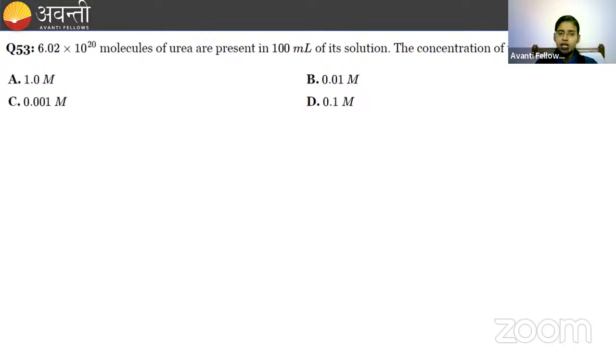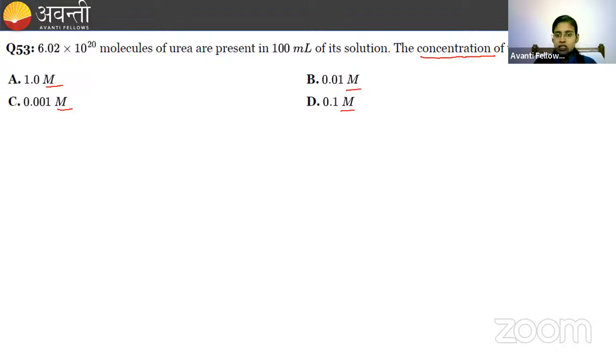6.02 into 10 to the power 20 molecules of urea are present in 100 ml of its solution. The concentration of the solution is. So we have to find out the concentration. So we have different concentration terms, right? We have mole fraction, molarity, molality. We have many, mass percentage, volume percent. There are many concentration terms. But according to the given options, if you look into the options carefully, we have the answer in terms of capital M. Capital M denotes molarity. Okay, capital M denotes molarity.